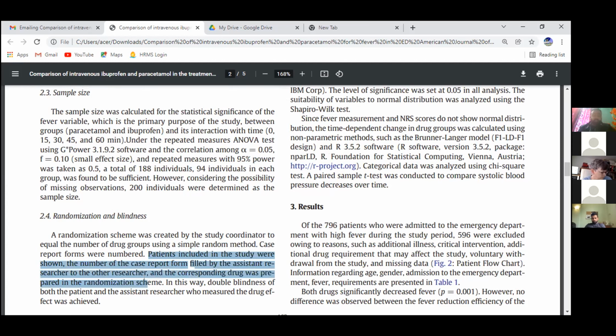So I think it is a simple random method of study, and the assignment of patients to the treatments was randomized. I think this answers the first question in our checklist.